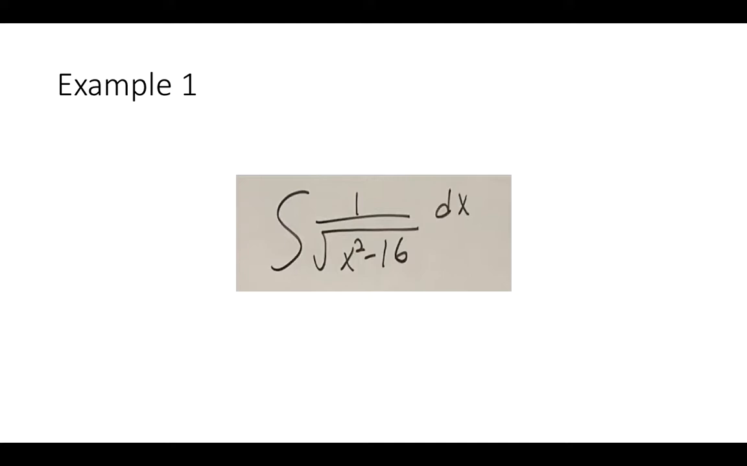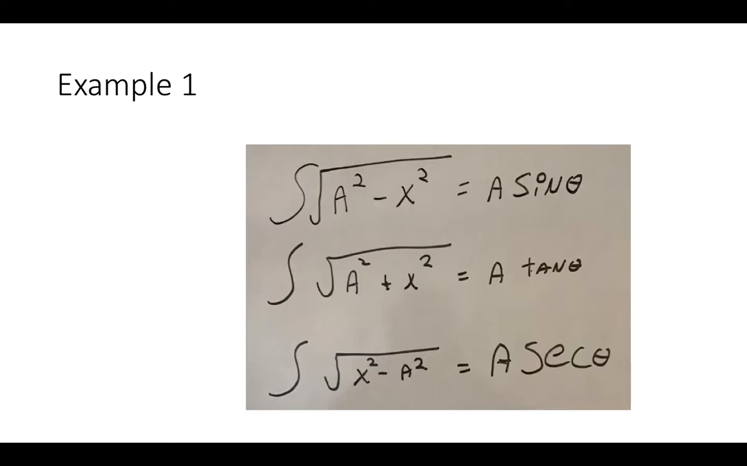When you start with these types of problems, you want to know what type of trig substitution you are going to be dealing with. As you can see, we have a positive x squared value and we have a negative a squared value. So let's see which trig substitution formula we're going to use. Out of these, the only one that has a positive x squared and negative a squared is secant theta. So we're going to use secant theta to solve this problem.